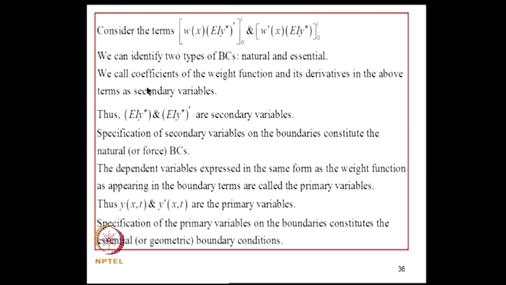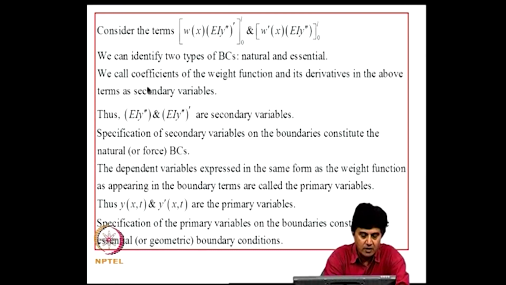Now, the rule for this division is as follows: we call coefficients of the weight function and its derivatives in the above terms as secondary variables. For example, for the weight function w of x, the coefficient is EI y'''. So, EI y''' is a secondary variable. Similarly, here the weight function derivative is multiplied by EI y''. So, EI y'' is also called a secondary variable.